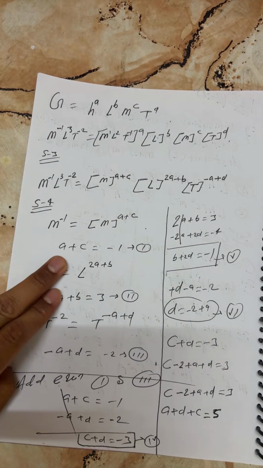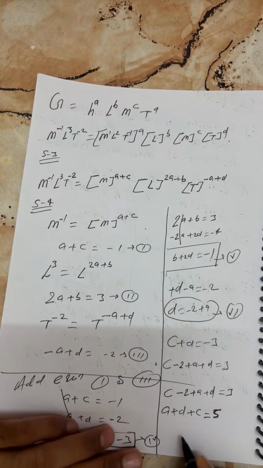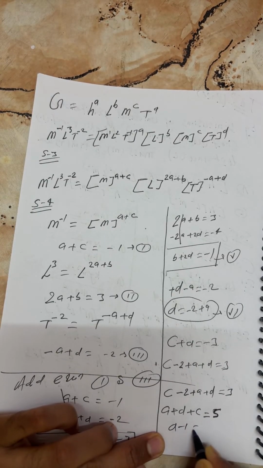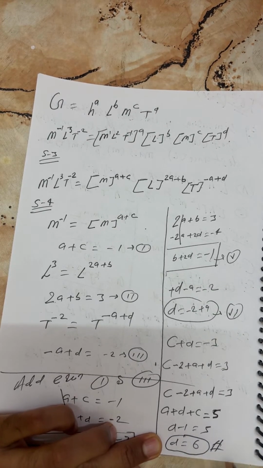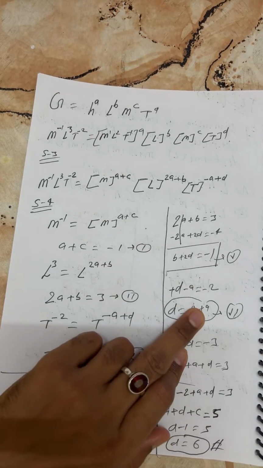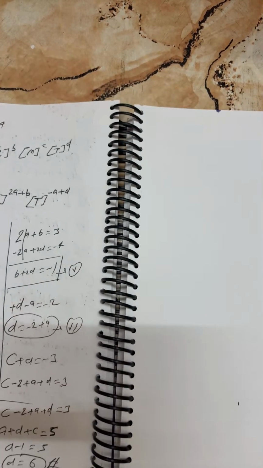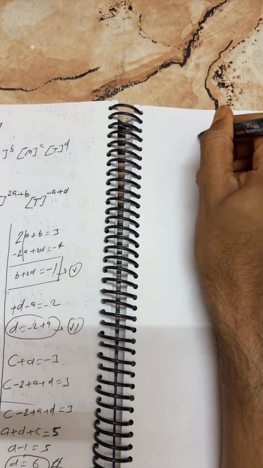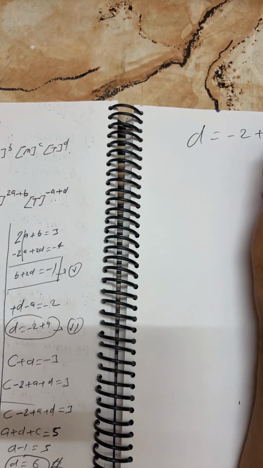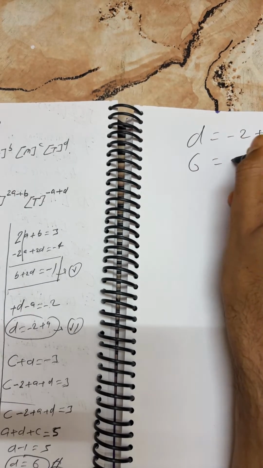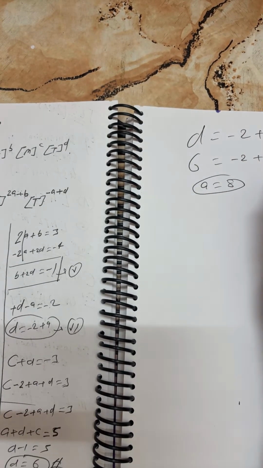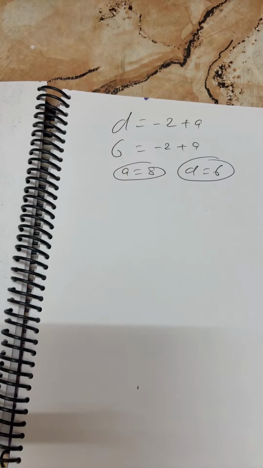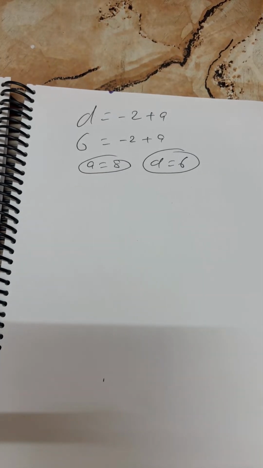Got it. A plus c is minus 1, so this is minus 1 plus d is equal to 5. So we got d is equal to 6. Once we get d, we'll get a from here. D is equal to minus 2 plus a, and d is 6, so 6 is equal to minus 2 plus a, so a is 8. A is equal to 8 and d is equal to 6.